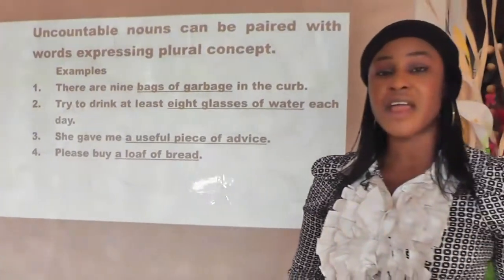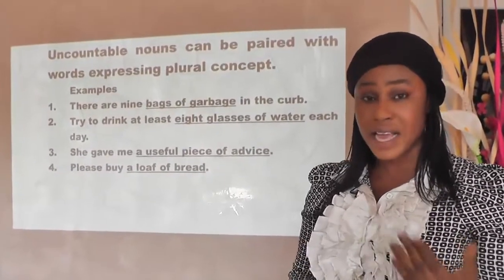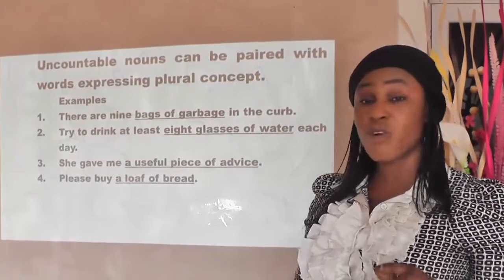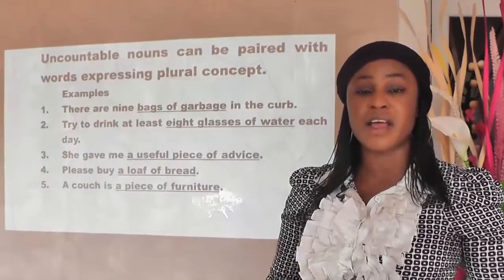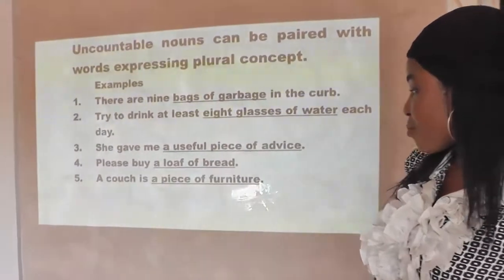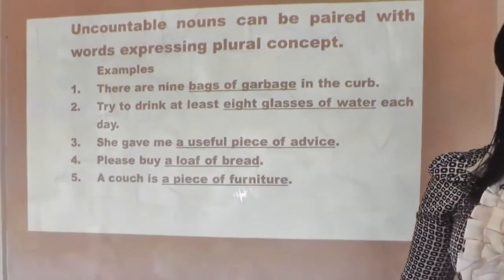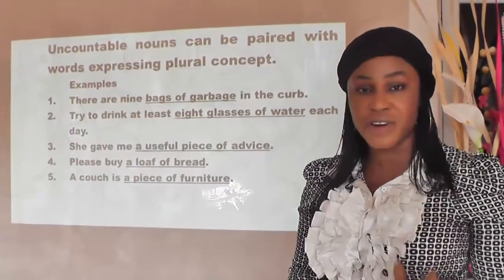A loaf there is quantifying the noun bread. A loaf is a countable noun, while bread is what? An uncountable noun. We say a loaf of bread, not buy me a bread. Then the last example, a couch is a piece of furniture. Furniture should not be pluralized. Don't add s to furniture.